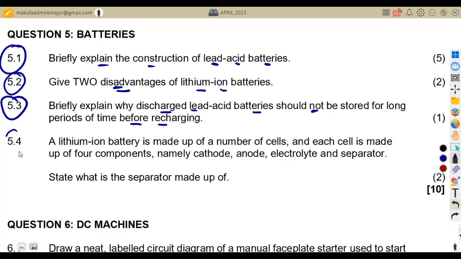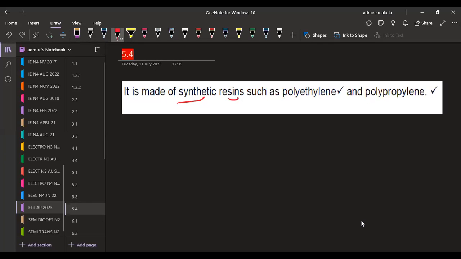All right, 5.4: a lithium ion battery is made up of a number of cells, and each cell is made up of 4 components, namely the cathode, the anode, the electrolyte, and the separator. State what the separator is made of. We are not talking about the cathode or anode, but the separator. Our separator is simply made of synthetic resins such as polyethylene or polypropylene in this case.